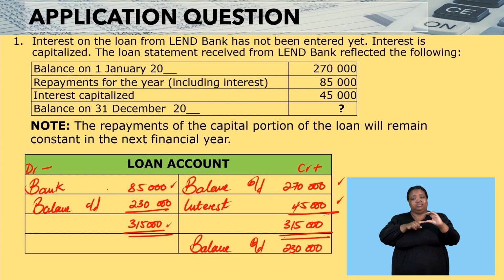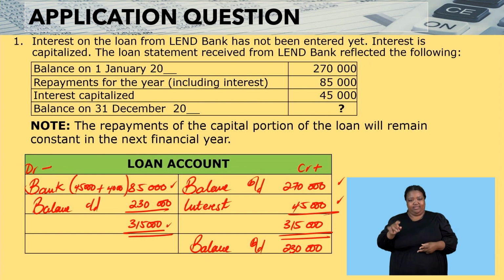Therefore, my balance brought down here at the bottom becomes 230,000. It is very important to remember that in my repayments, I have two amounts. I have interest first, 45,000. And whatever remains becomes the capital portion that we have repaid. So I'll say 85 minus 45. That leaves me with 40,000, which you can also get if you say 270 minus 40,000. It will give you 230,000.